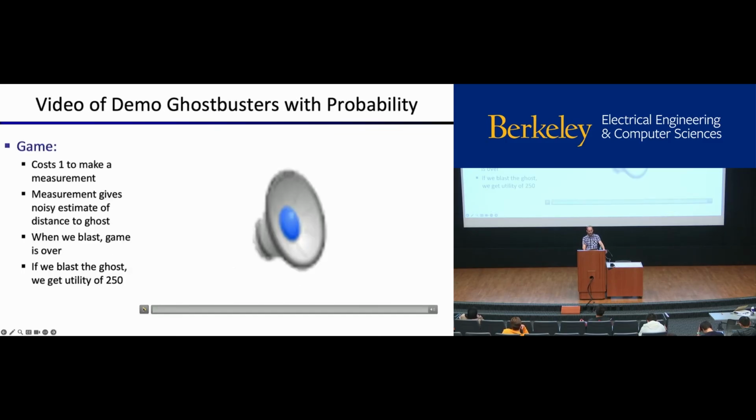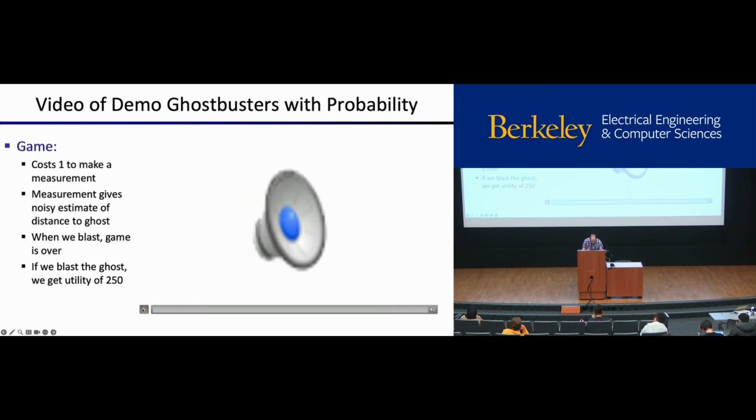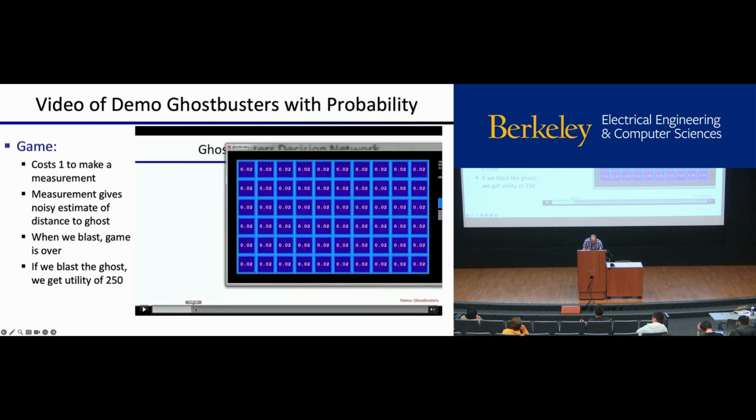So the game here is to make measurements in any of these locations. The measurements give noisy estimates of the distance to a ghost. And we can, if we like, blast a certain square. When we blast, the game is over. And if we have successfully blasted the ghost, we get a utility of 250.